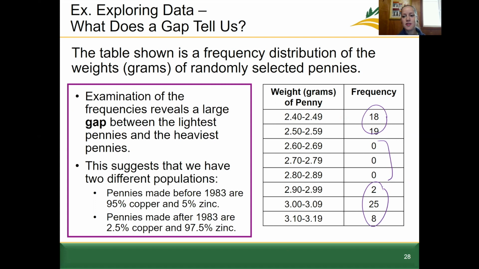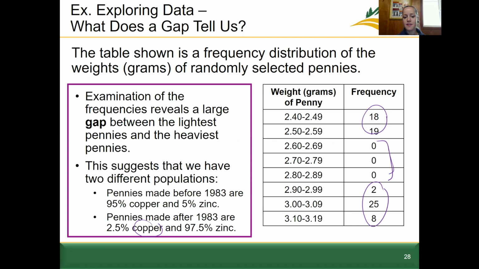And this could actually be very well true, because pennies made before 1983 are a different composition of metals. So they had more copper than zinc. And then after 1983, due to restrictions on materials, we have less copper present in those pennies. Okay, so we see a gap here. This indicates that we could have 2 different populations present in that set of data.